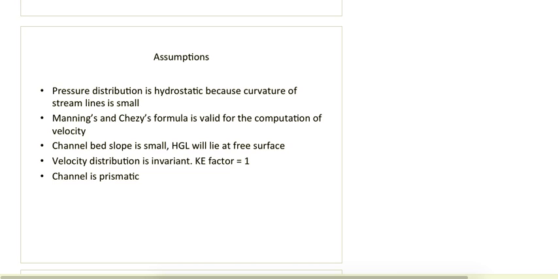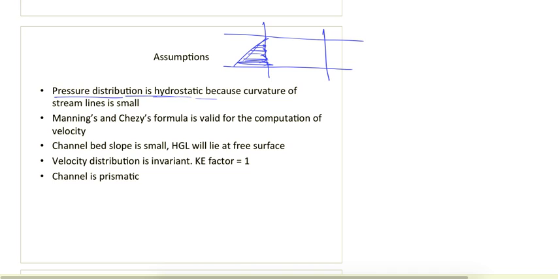Here we are making some assumptions to make some simplifications in the study of gradually varied flow. First, the pressure distribution is hydrostatic. Normally we saw that in uniform flow we can take the pressure distribution as hydrostatic because the depth of flow is not changing and the streamlines are remaining parallel.